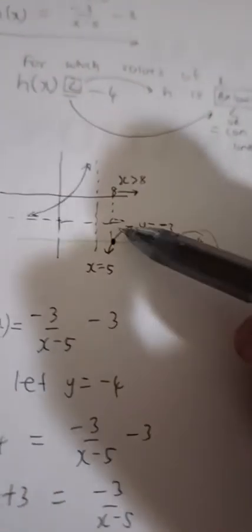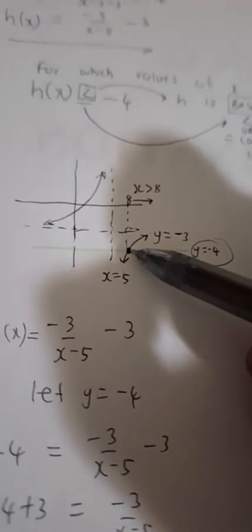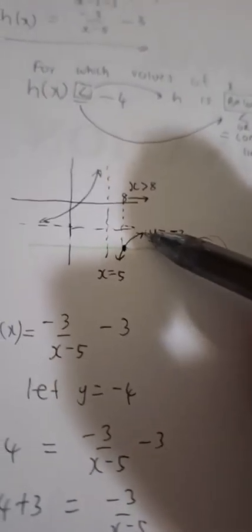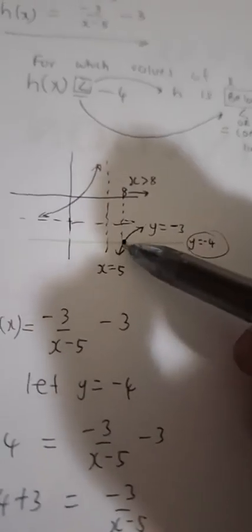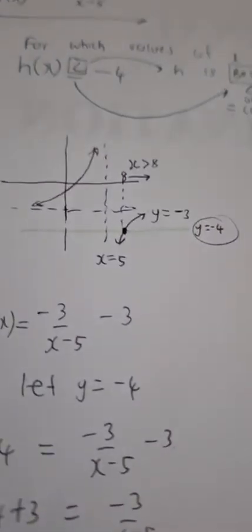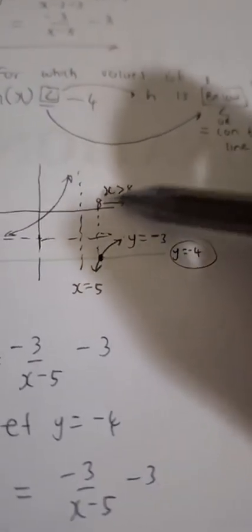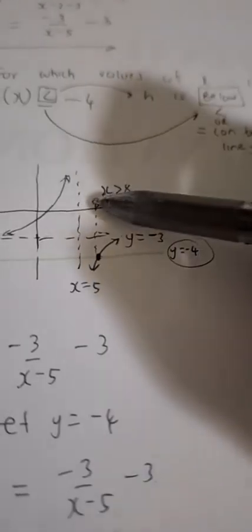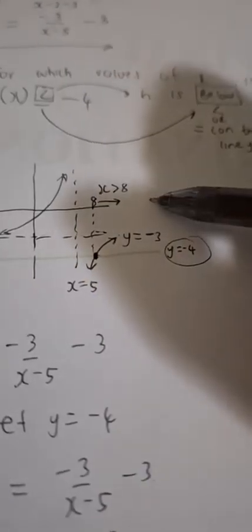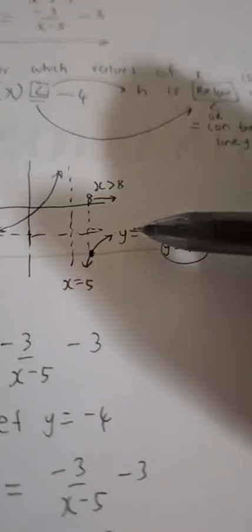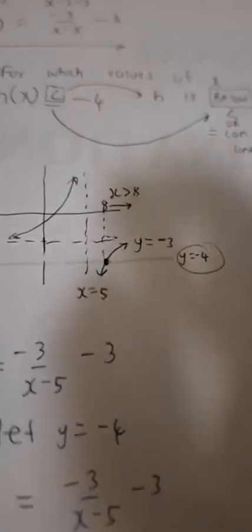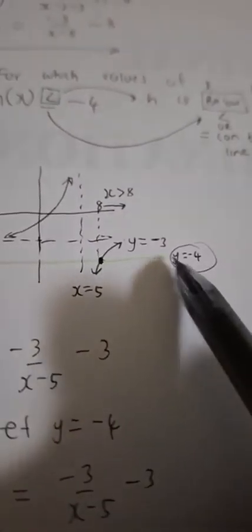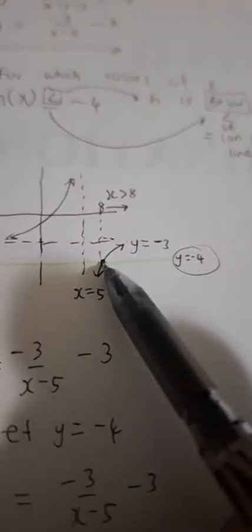Do you see the function of h being below, or is the function above the line y is equal to -4? Is the function above or below, guys? I'd love someone to comment in the comment section. What do you guys see? When x is greater than 8, in other words, in this direction, where is the function? This is the line y is equal to -4. Is the function above or below the line?